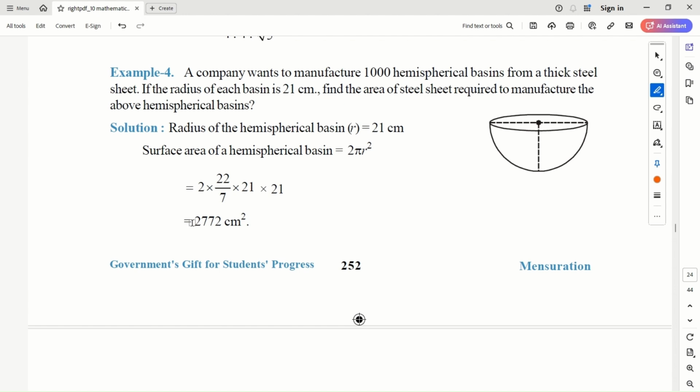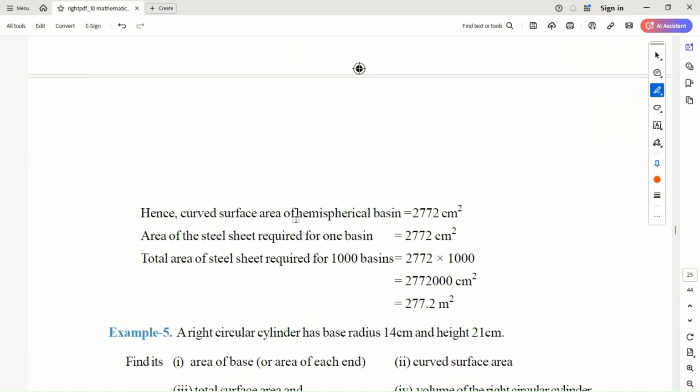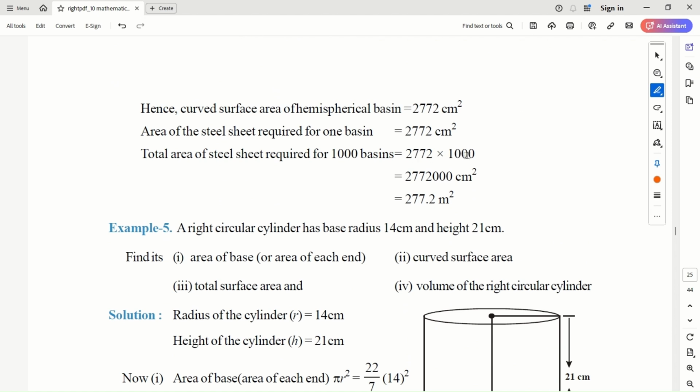So this is for 1, and I want to make it 1000. So into 1000. Required for 1000 basins is into 1000. Which is nothing but, if I convert into meter square, the value. And another important point in mensuration is to check the units carefully.